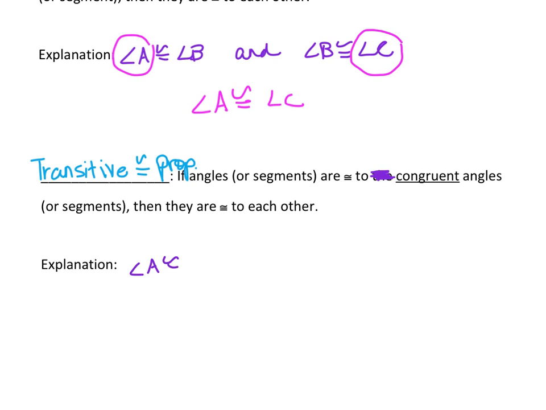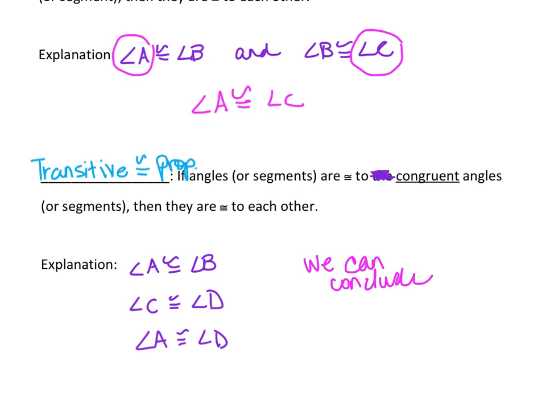angle A is congruent to angle B. We know that to be true. And angle C is congruent to angle D, and we also know that angle A is congruent to angle D. We can conclude that angle B is congruent to angle C.